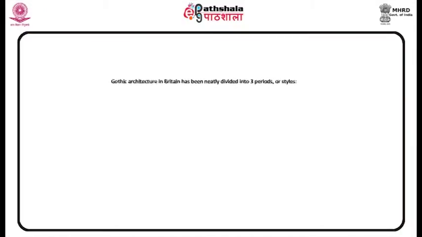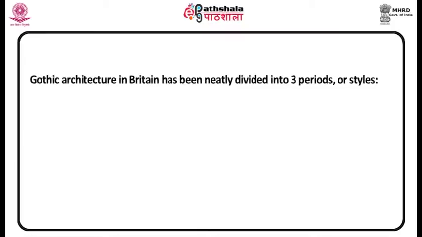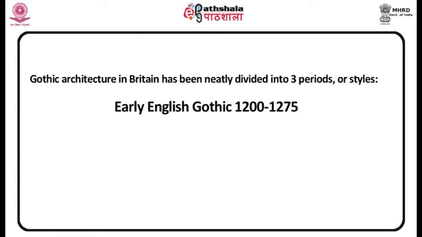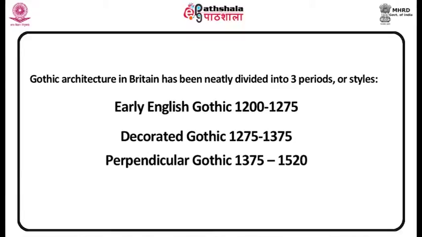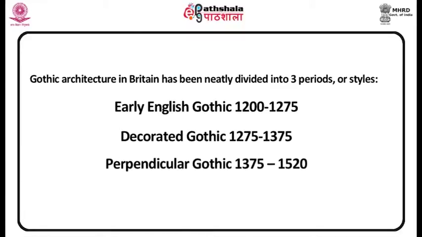Gothic architecture in Britain has been neatly divided into three periods or styles: Early English Gothic, 1200 to 1275; Decorated Gothic, 1275 to 1375; Perpendicular Gothic, 1375 to 1520. Let us look into the major characteristics of the English Gothic.